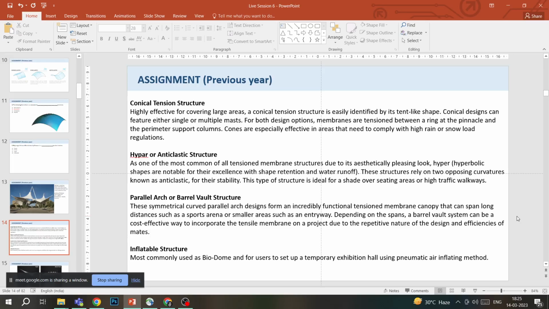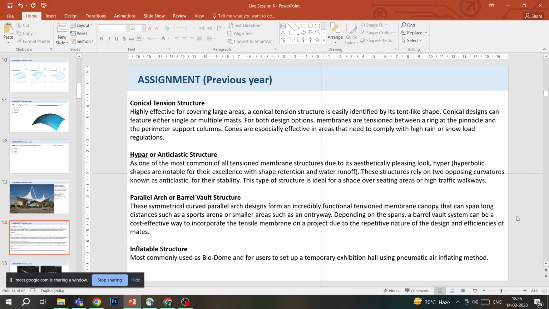Cones are especially effective in areas that need to comply with high rain or snow load regulations. The reason being that if there is high rain and a lot of snow load, this cone kind of shape works very well because it will not gather on the roof. For example, in a high snowfall area, it will not gather on the roof, it will fall down. So that's why cones or slopes are very important in areas which have high rainfall and high snow load.